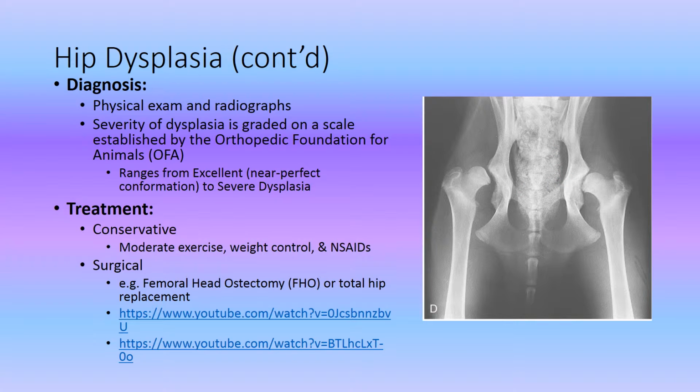Either way, we can treat conservatively with moderate exercise, weight control of the animal, and giving some anti-inflammatories, but there is surgical repair where we can do a femoral head ostectomy, or a femoral head and neck excision. As you can see in these videos, we'll surgically remove this right here, and then we close the patient up. It decreases their pain, and almost immediately they'll recover very well and be able to walk. It's quite amazing how that surgery works.